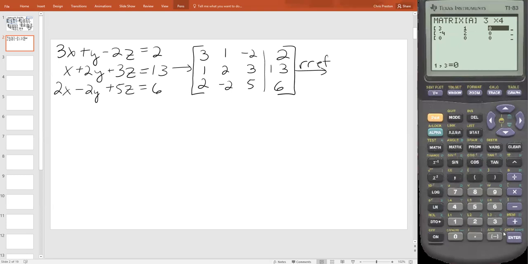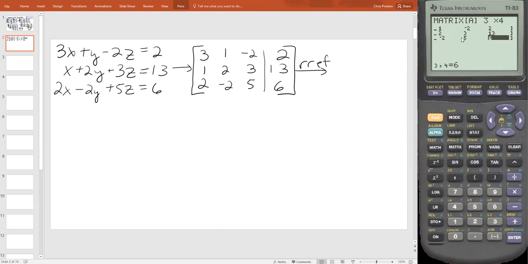So 1, -2, 2. And remember that line there that I put is merely decorative. It doesn't do anything mathematically, so don't try to get that into your calculator. We're just going to ignore it for now. So type those numbers in there. -2, 5, and 6. All right.